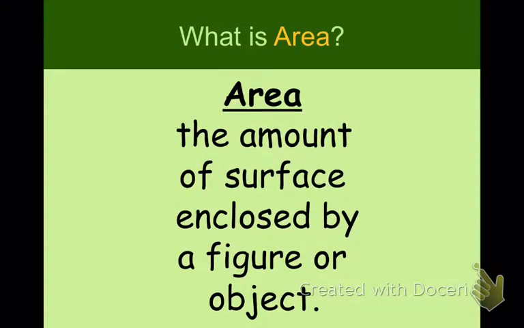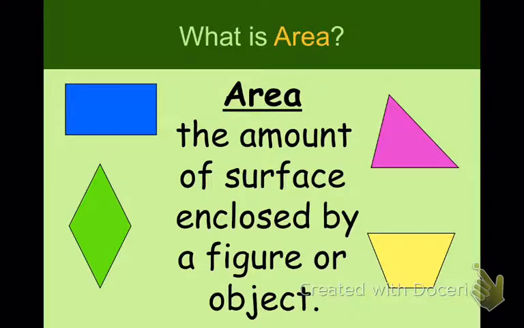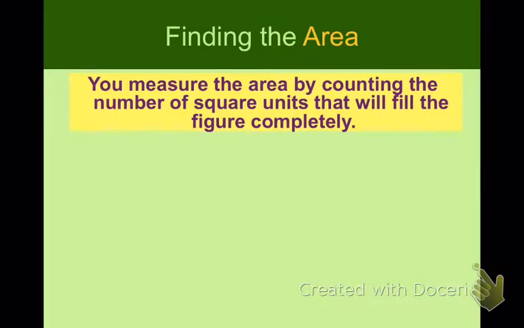The area is the amount of surface enclosed by a figure or an object. So if you were to surround something, the perimeter, whatever is inside of a perimeter, all the space inside a perimeter is considered the area. And when we talk about area, we find the area of shapes or spaces when it comes to houses and so on. You measure the area by counting the number of square units that will fill in the figure completely. So if you were to break up the floor of a room into little equal squares of the same size, you would count those squares, and that would be the area in whatever measurement you're using.